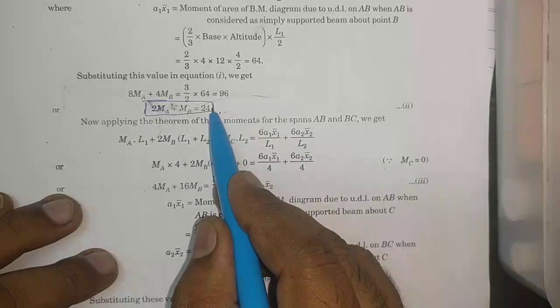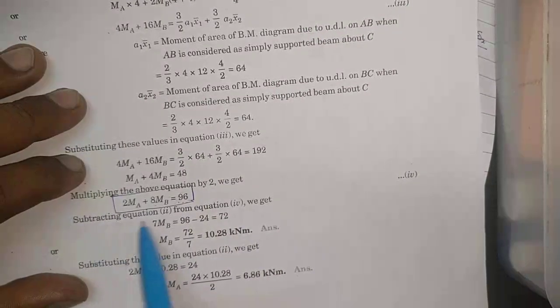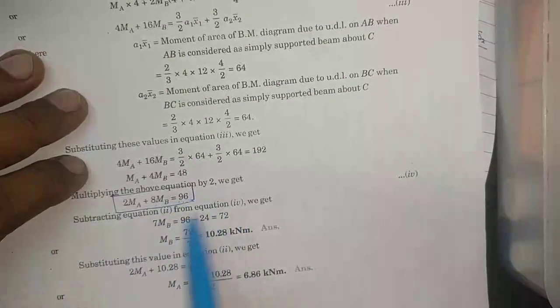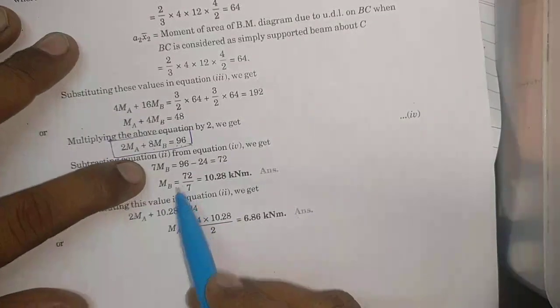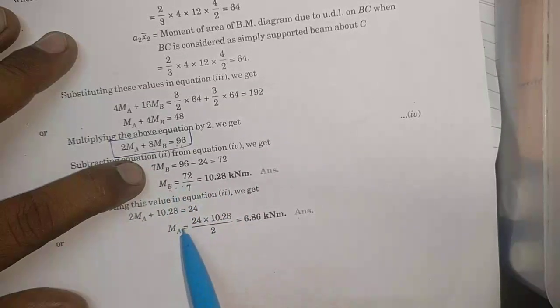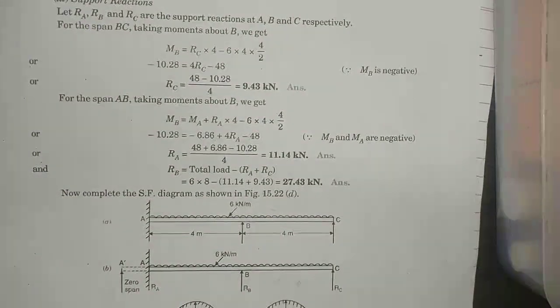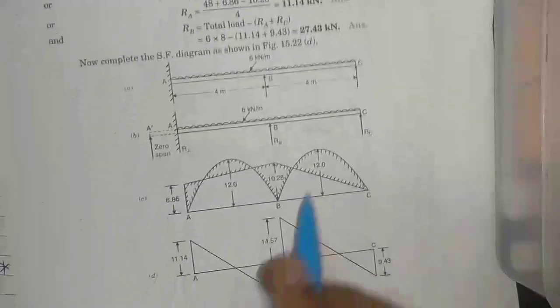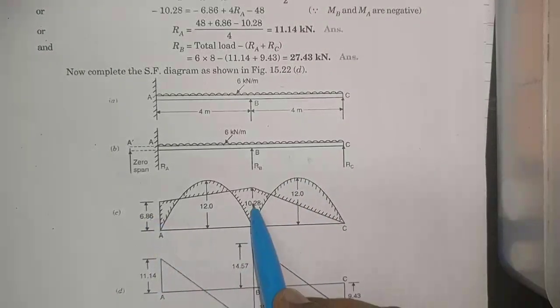This is one equation, this is the other equation. MA and MB are unknown; two equations and two unknowns. When we subtract one equation from the other, we get one unknown, that is MB, and from MB we get MA. This is how we calculate MB and MA. After doing this, MA is 6.86 and MB is 10.28.